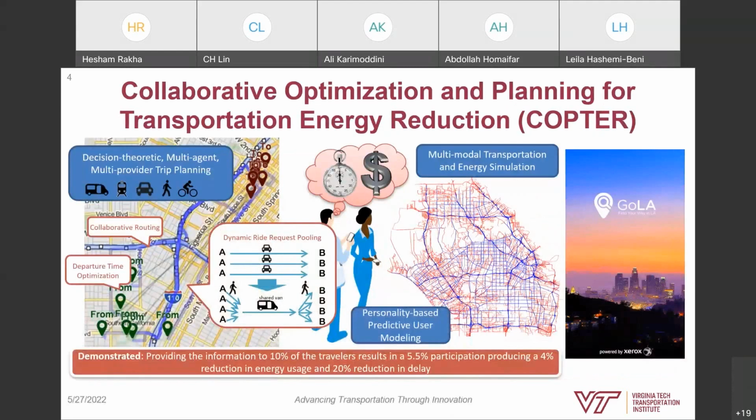The project entailed some application, which is to the right here, where PARC had developed this GoLA app. This GoLA app is different than what you have in Google, in the sense that if you want to go from point A to point B in Google, you will tell it either I want to drive, or you want to walk, or you want to take public transportation.